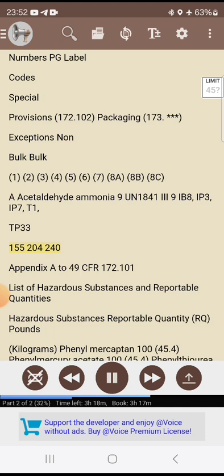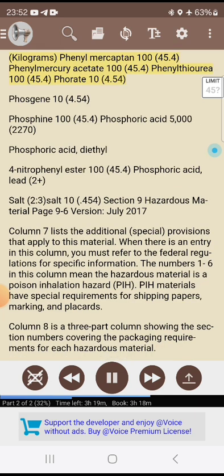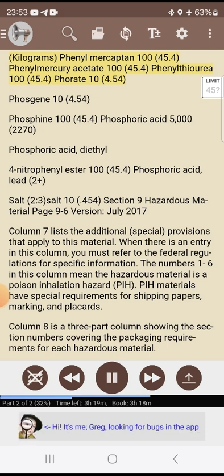155,204,240. Appendix A to 49 CFR 172.101. List of hazardous substances and reportable quantities. Hazardous substances, reportable quantity, RQ, pounds, kilograms: phenylmercaptan 100, 45.4; phenylmercury acetate 100, 45.4; phenylfuria 100, 45.4; ferrate 10, 4.54; phosgene 10, 4.54.